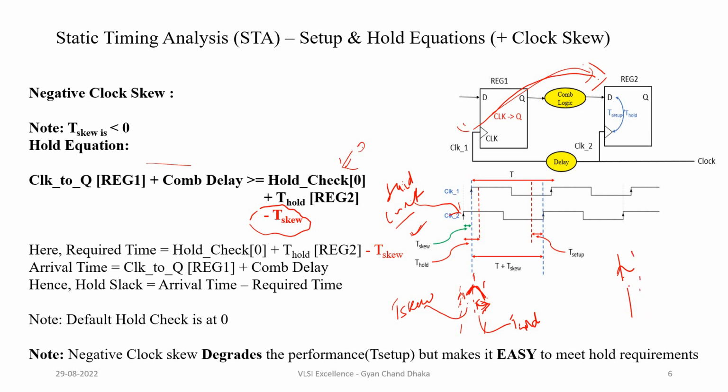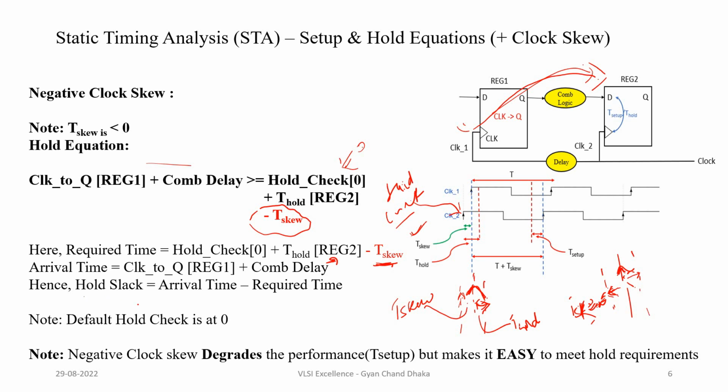So in the ideal case, this was the hold time, and now the rising edge has shifted left by t skew. So this will decrease our required time. The required time was the hold check at 0 plus t hold, but with negative clock skew, the hold check has shifted left by t skew time, right? So now our required time will become t hold minus t skew. So the required time has basically decreased here.